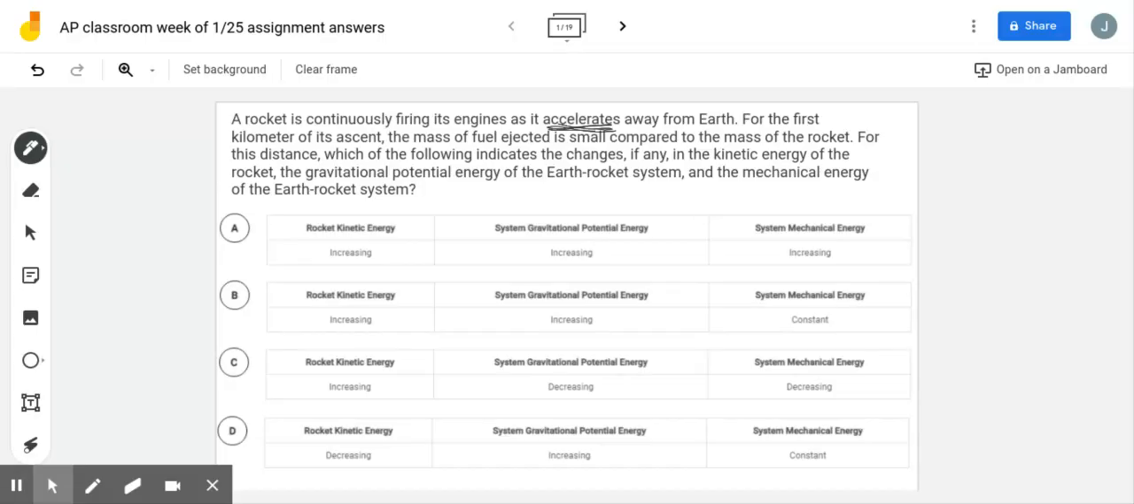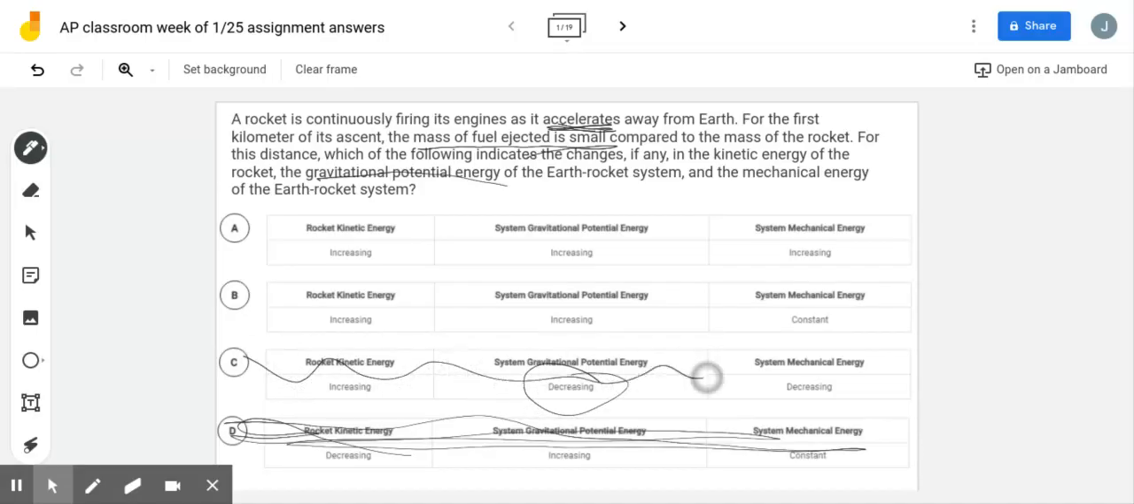So we talked about accelerating, which means that the speed is increasing. So that means that the kinetic energy has to be increasing. So if I look at rocket kinetic energy, A, B, and C are increasing, D is decreasing, so it can't be D. All right, the gravitational potential energy. So that depends on mass times gravity times height. When they said the mass of the fuel ejected is small, that means the mass basically stays the same. The height is increasing, so that means that the GPE's got to be increasing. So that gets rid of C because it says it's decreasing.